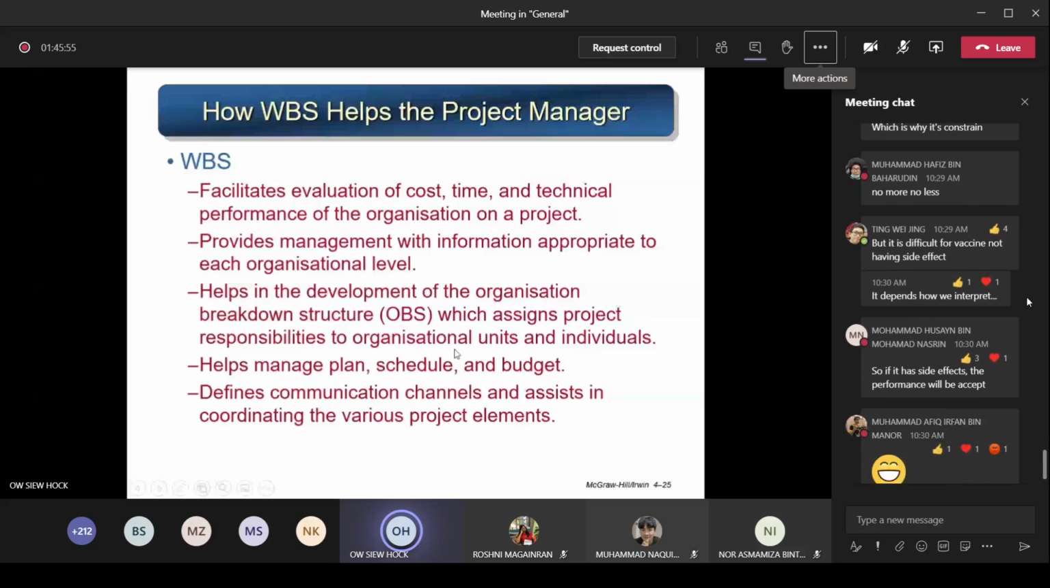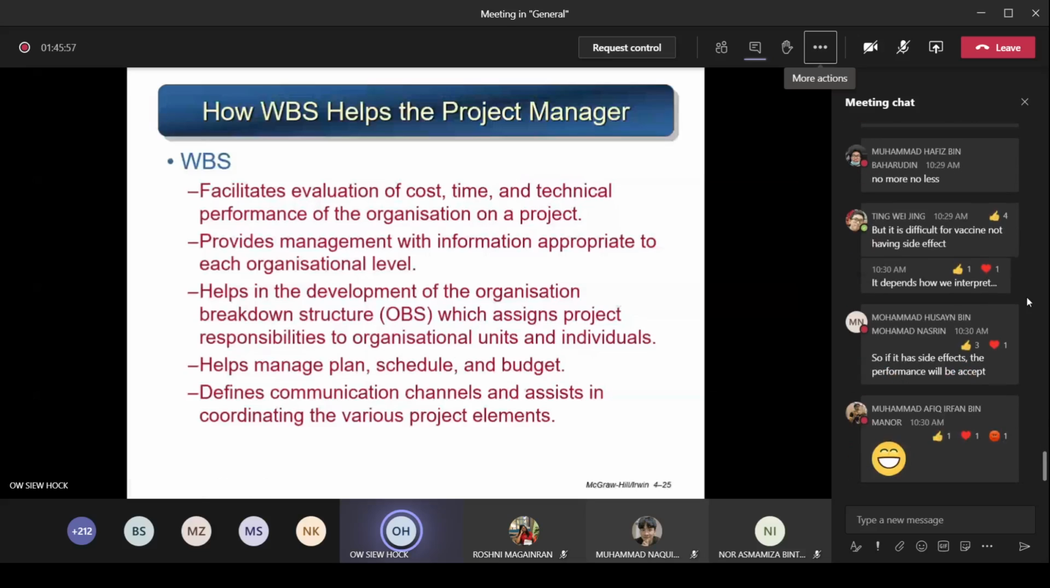So you see there's a term called OBS. You are breaking down the work, and you are also breaking down the structure of the organization, which assigns the project responsibilities to organizational units and individuals. You can see this task is assigned to which department of the organization. Or this one is done by the R&D department. The staff personnel will carry out this work package. You can see this later. So this helps manage, plan, schedule, and budget. So each of you can see your department is allocated how much time to carry out this task, and given how much money, and then you must finish within this, and the quality you must achieve is what.